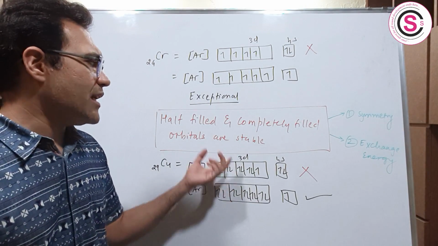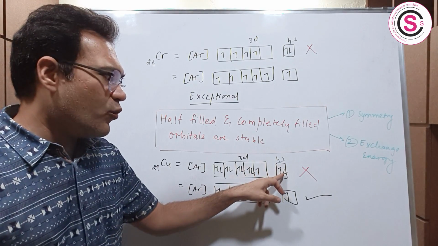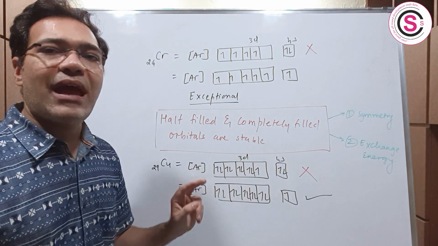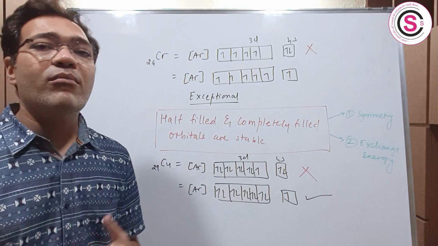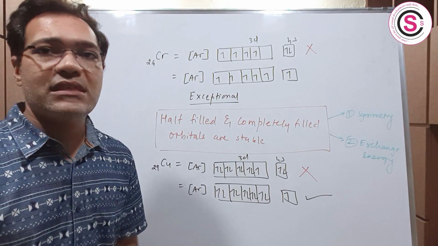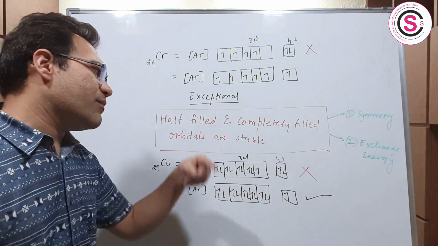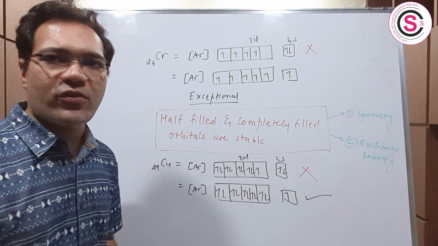Because, see, as I told you, completely filled orbitals are stable. So here, just by moving one electron from here to here, what will happen? Your d orbitals will become completely filled, and because your d orbitals become completely filled, they attain stability. So this electronic configuration of copper is more stable than this particular electronic configuration of copper.